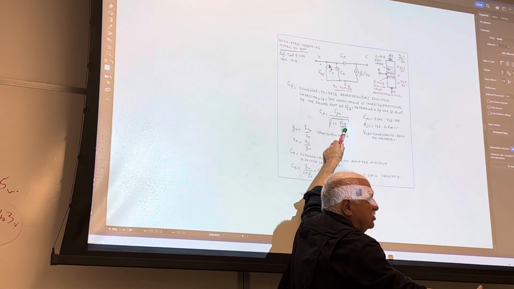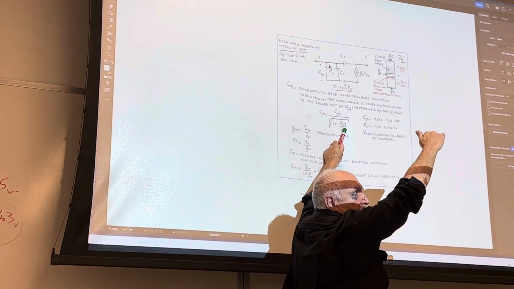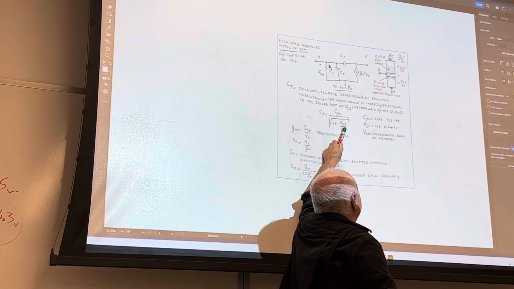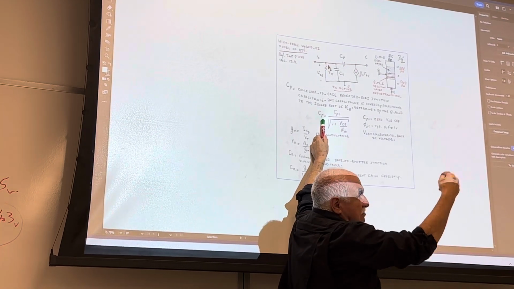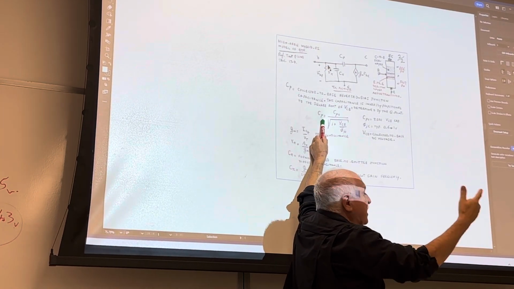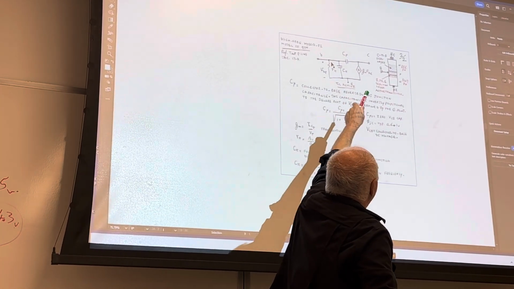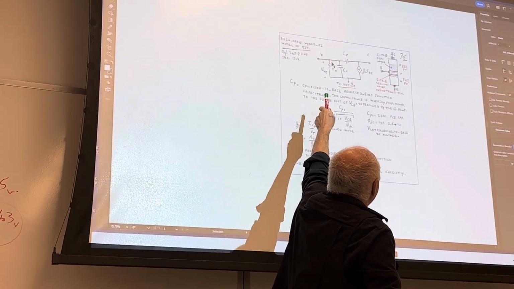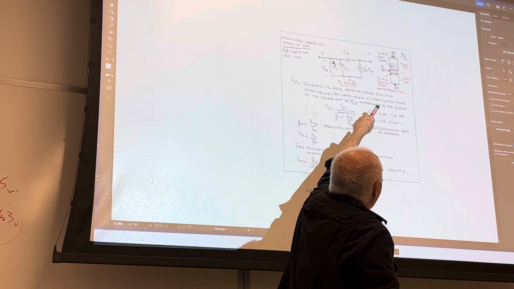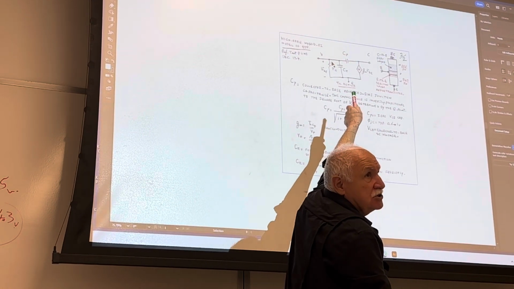So low bias, high bias. And you get a higher VCE, you get a smaller kind of feedback capacitance. This is known as feedback capacitance. Guess why? C is the output, B is the input. The bridge between out and in is that C mu, which is the cause of the trouble.